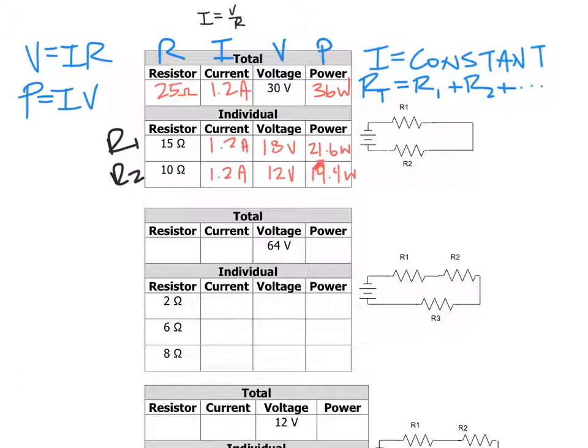And if I want to double check, 14.4 plus 21.6, if I add them together, gives me 36. 12 plus 18 gives me 30. Current is constant, and 10 plus 15 gives me 25. So in a series circuit, it's pretty easy. If you know what's constant, then everything else just simply adds up.